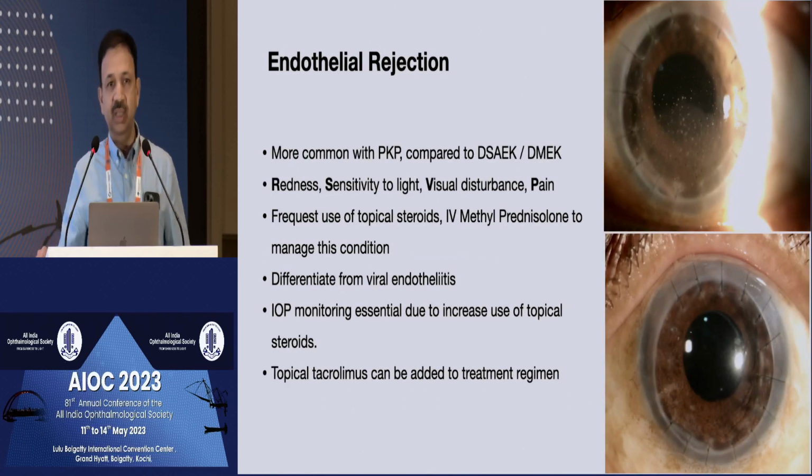Endothelial rejection is a much more emergency situation, because the earlier you treat, the better the outcome. Patients will typically have the redness, sensitivity to light, visual disturbance, and pain. So this is something that we explain to every patient undergoing a corneal transplant: if you have any of these symptoms, definitely report to your local ophthalmologist, or at least come back to the primary operating surgeons.